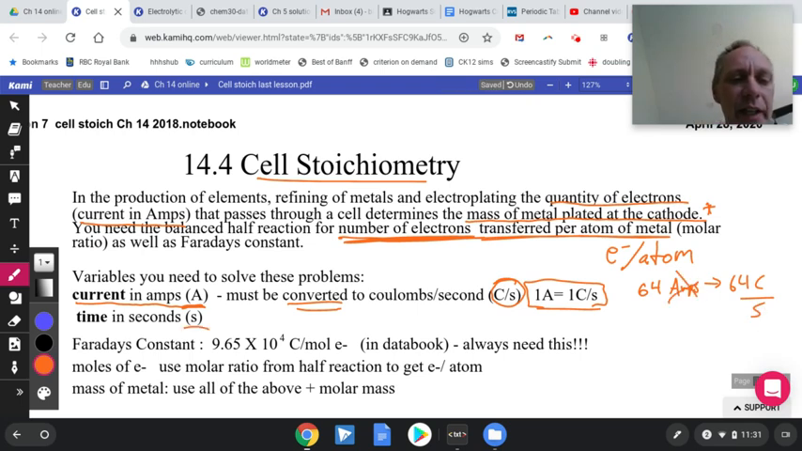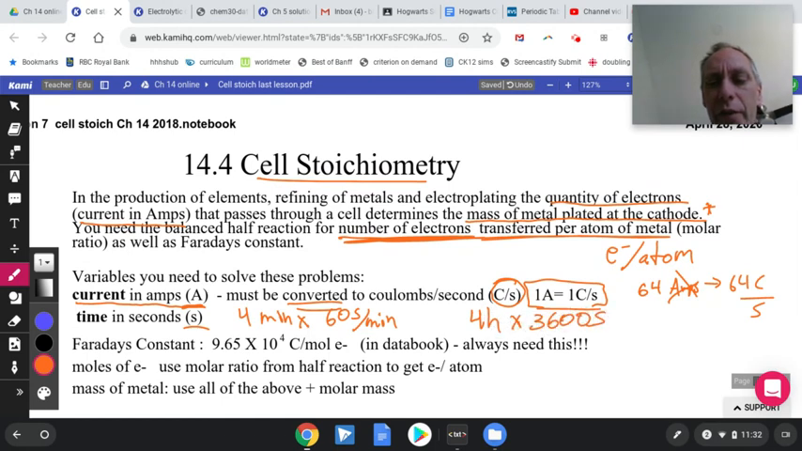Time must be in seconds. So the conversion, usually these things are given in minutes. So if you had 4 minutes, you'd have to go 60 seconds per minute. If you had 4 hours, you would times it by 3,600 seconds per hour to give you seconds as your unit for time.